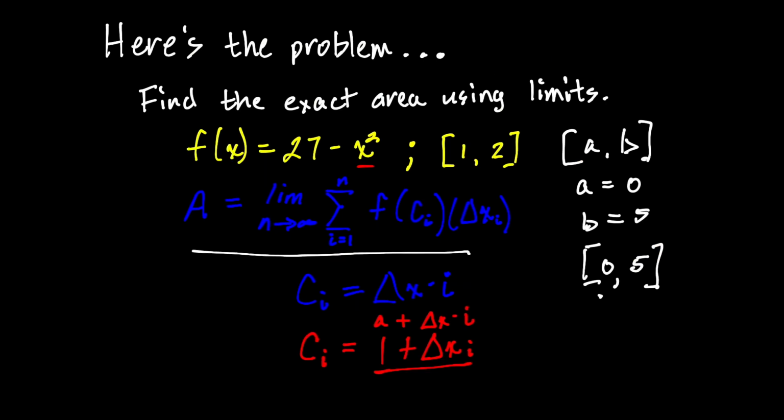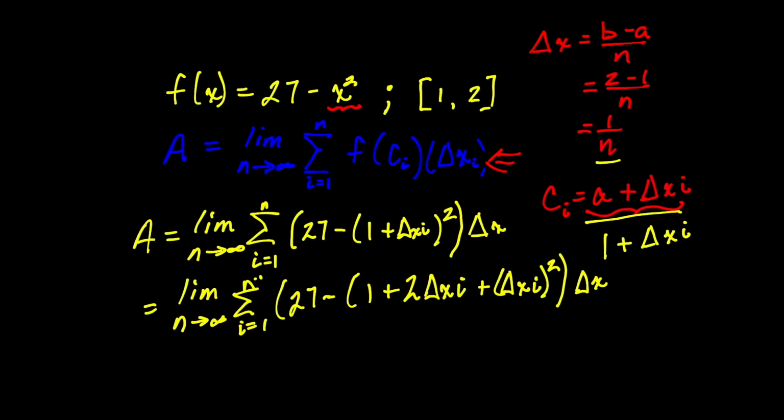Because remember from before, I didn't write that before. This is going to end up being the height of each rectangle. And this is going to be the width of each rectangle. Delta x is the width of the rectangles.